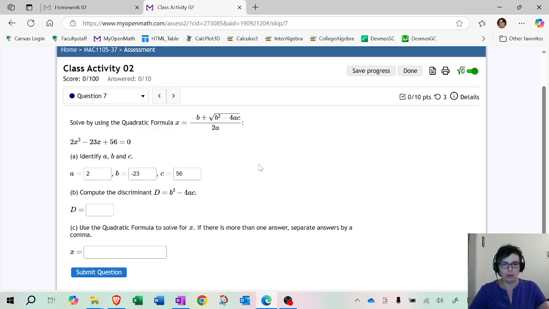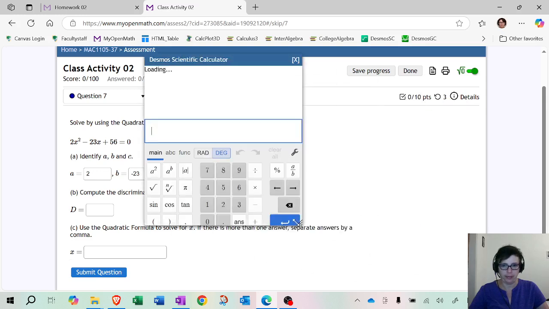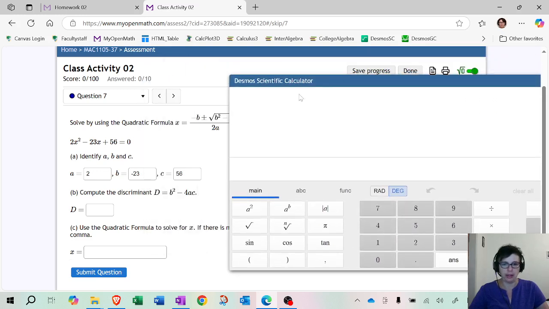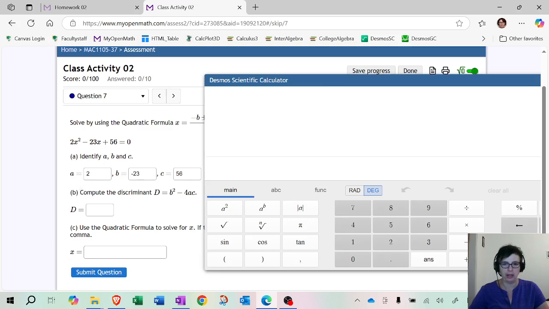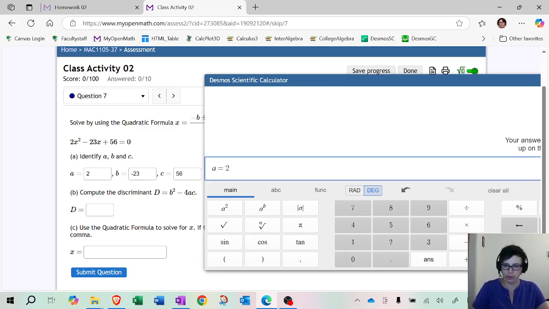Once I do that, I am ready to use my calculator. So I go under resources where the little page is, and I open the Desmos calculator. All right. Then in the calculator, I'm going to define A, B, and C, just like I showed you, just like here. I'm going to type the same thing. So I'm going to say A equals 2, then enter. B equals negative 23, enter. C equals 56. So my next step is to compute something called the discriminant, so let's just say D, and I'm typing it just like whatever it says in the formula. So B squared minus 4AC.